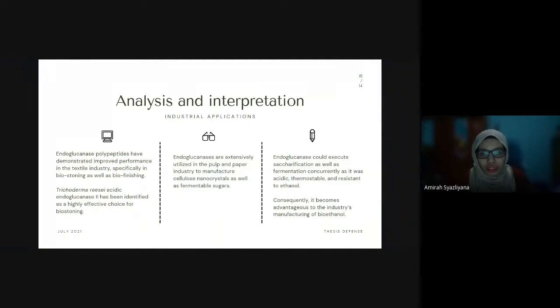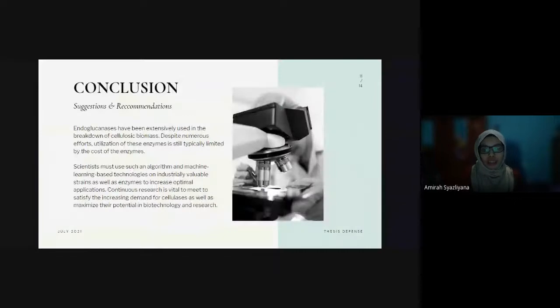In conclusion, endoglucanases have been extensively used in the breakdown of cellulosic biomass. However, despite numerous efforts, utilization of these enzymes is still typically limited by the cost of the enzymes. Therefore, scientists must use algorithms and machine learning-based technologies on industrially valuable strains and enzymes to increase optimal applications. Continuous research is also important to meet and satisfy the increasing demand for cellulases, as well as to maximize their potential in biotechnology and research.